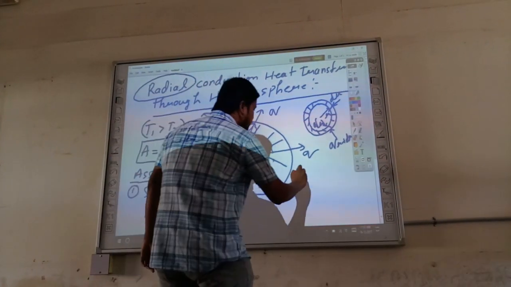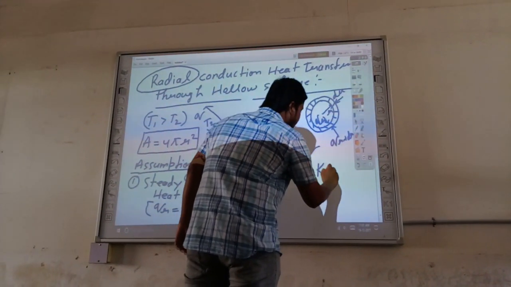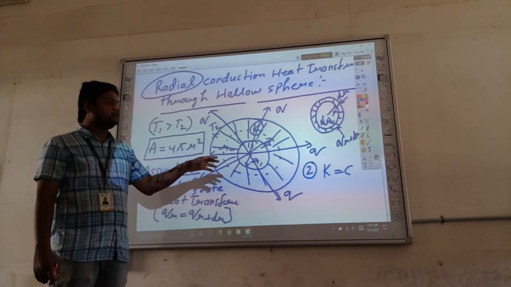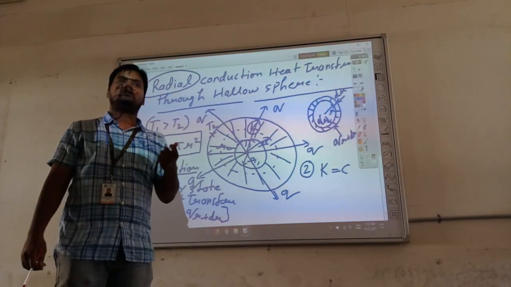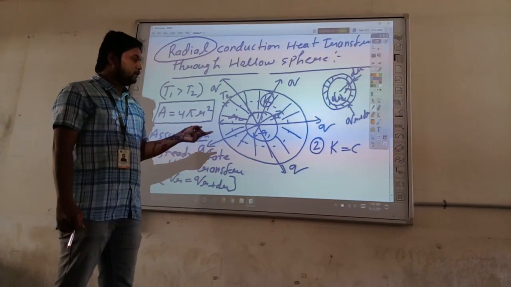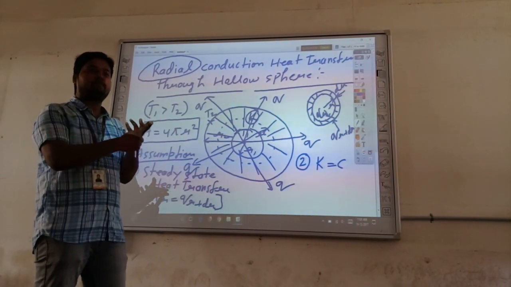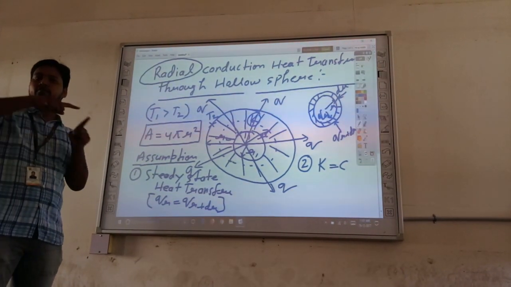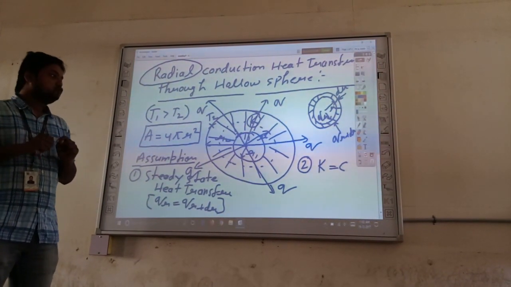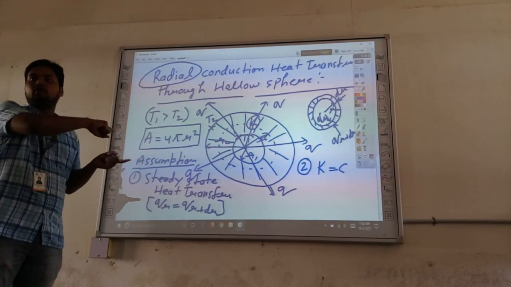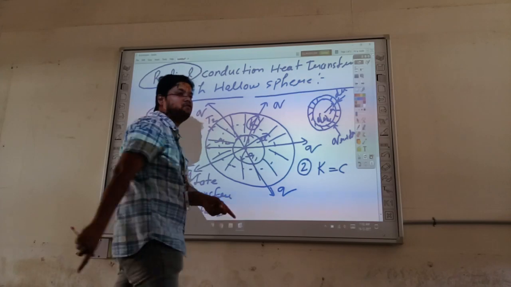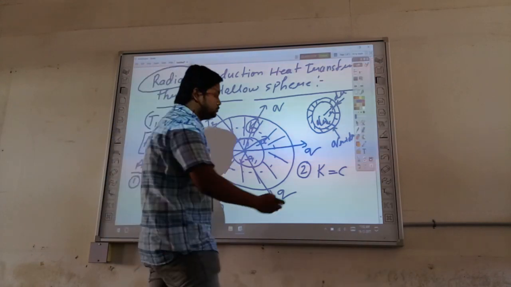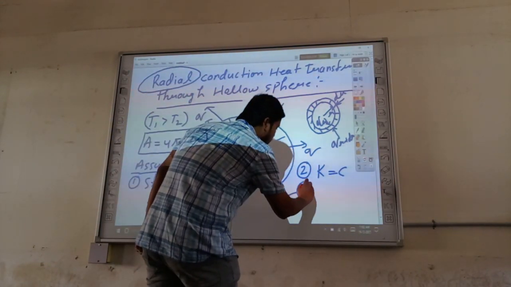The second assumption is K constant, thermal conductivity constant. So metal K is constant. If you open any book like R.K. Rajput or whatever book you have, in case of cylinder and sphere, sometimes this K will be a function of R. In case of plane slab, it will be a function of X. So while we integrate Fourier law, we will consider this K as a function of R and then integrate. Understood? So here thermal conductivity is constant.